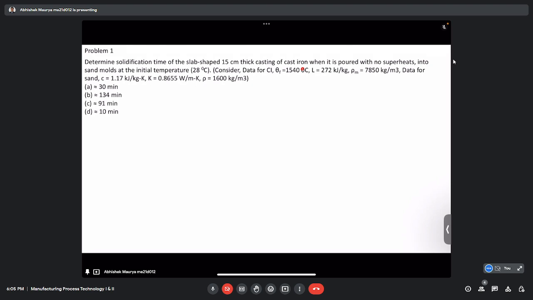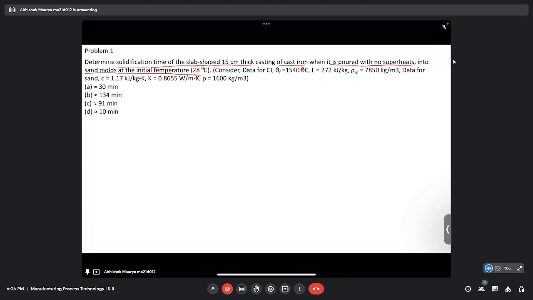If you see what has been asked in this question, it is to determine the time of solidification of a slab-shaped, 15 centimeter thick casting. The material is cast iron and it is poured with no superheat into a sand mold at the initial temperature of 28 degrees Celsius. Now we have been given some data for the mold material as well as the casting material.